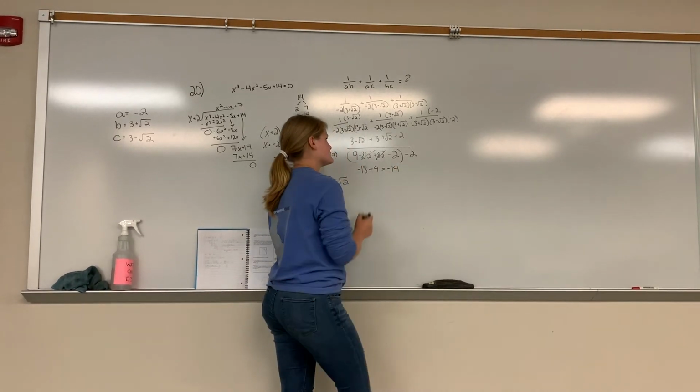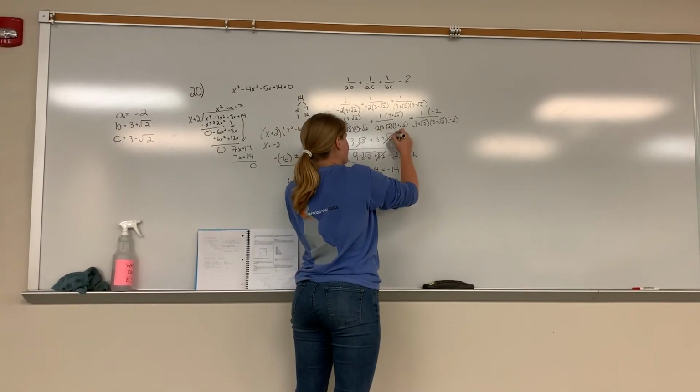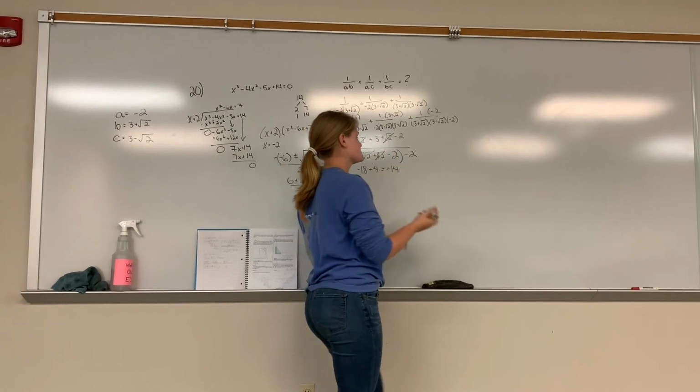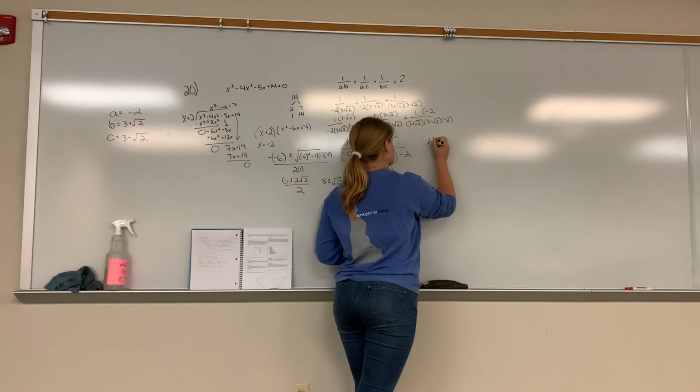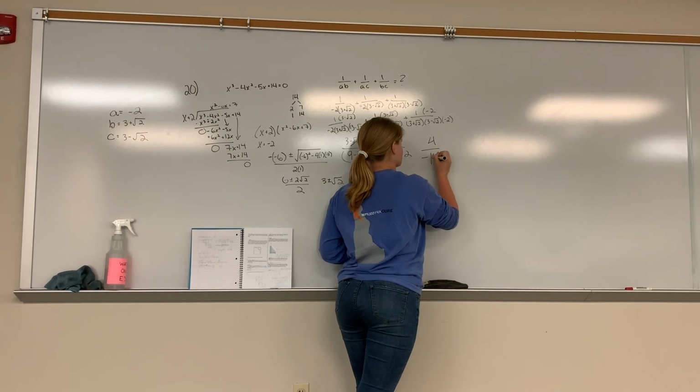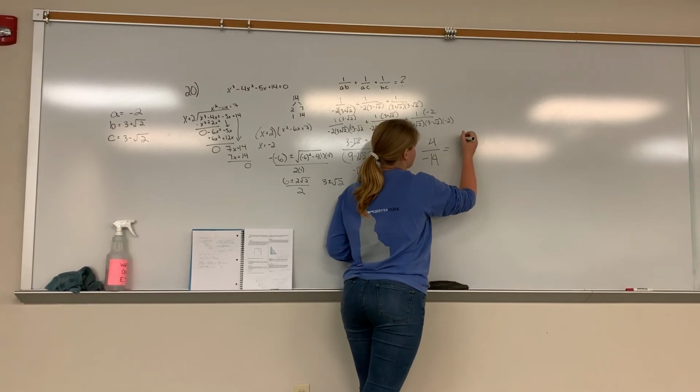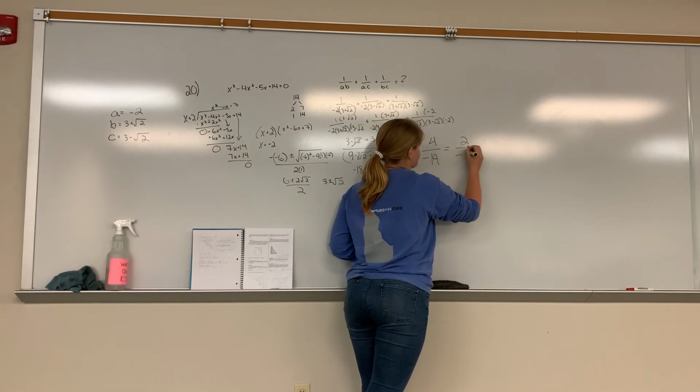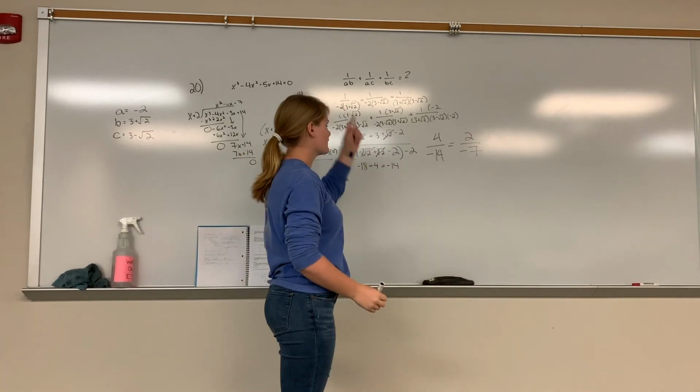And then to simplify the top, our square roots of 2 cancel out. So we have 6 minus 2, which is 4. So 4 over negative 14, which we can simplify to 2 over negative 7, which is what our expression is equal to.